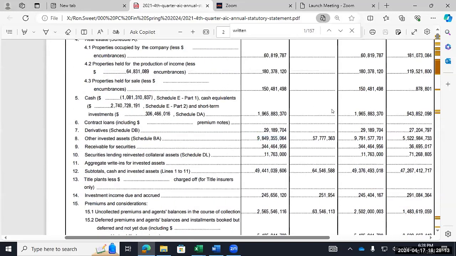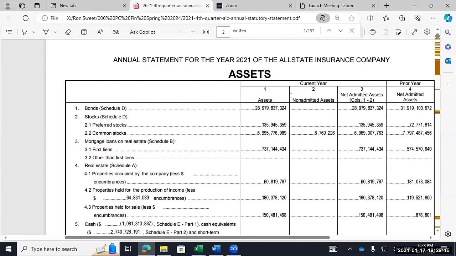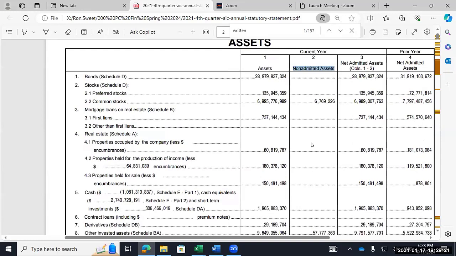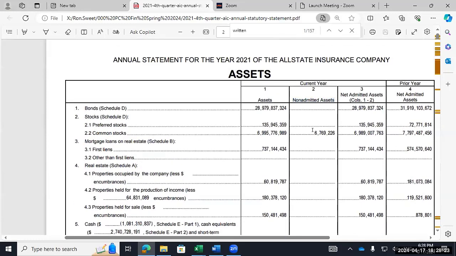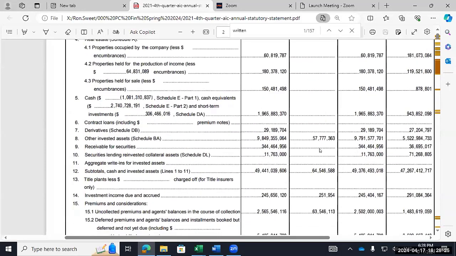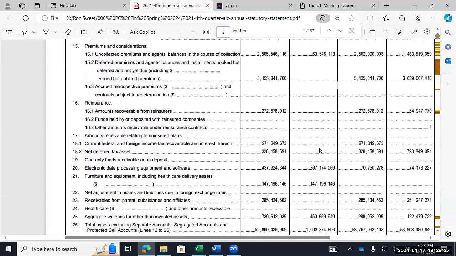Now, what are these two columns? So you look at these columns. These are what they call non-admitted assets. What non-admitted assets are is the states say there are certain things we don't allow. And they subtract them out. And some things they don't allow at all. You might see some of these lines where they subtract almost the entire thing.